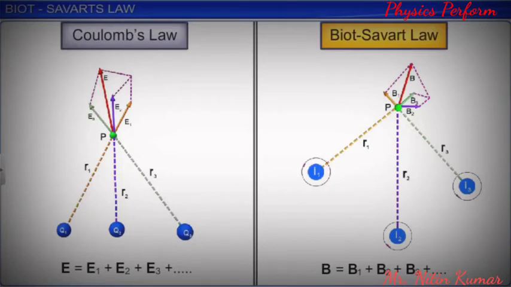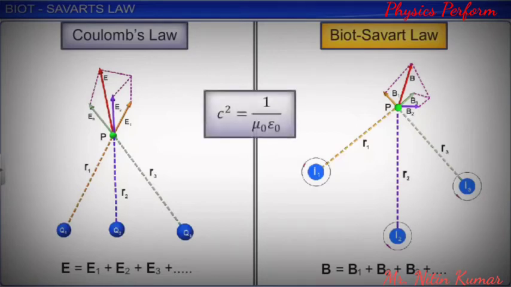In fact, the speed of light c in a vacuum is related to the permeability of free space μ0, which is related to the magnetic field, and permittivity of free space ε0, which is related to the electric field, as c square is equal to 1 by μ0 ε0.